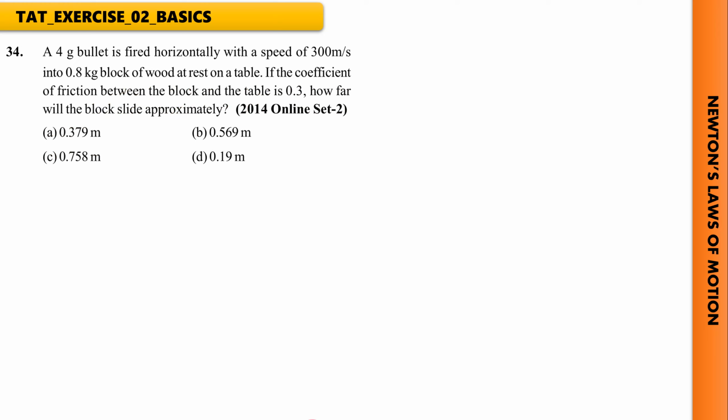Question number 34. This question is from collision, so we have to use conservation of linear momentum in order to solve this. So this is a block of 0.8 kilogram, and this is a bullet of 4 gram moving with 300 meter per second. Now this bullet hits the block. The block will gain some velocity, let's say v, and because this block is on a rough table of coefficient of friction 0.3, it will stop at some point of time.